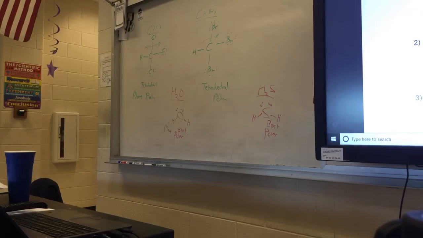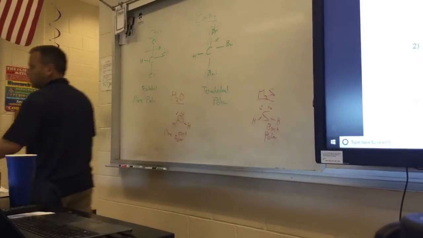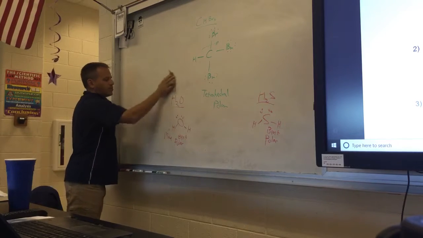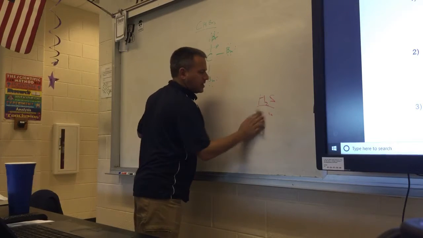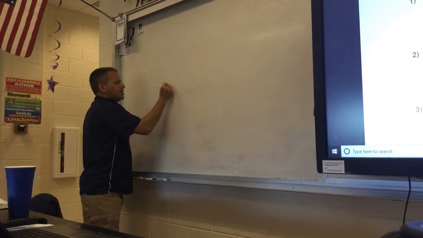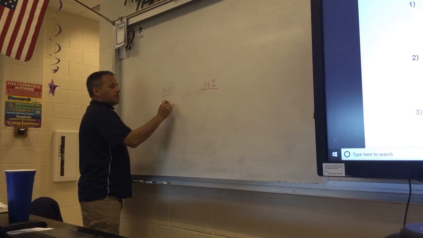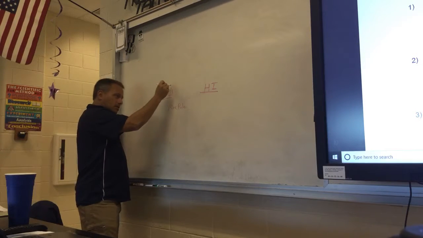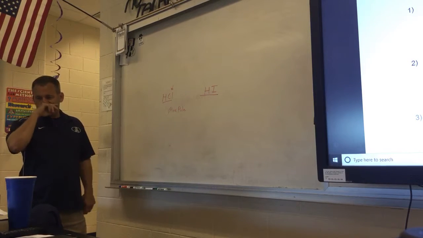HCl and HI. You should be able to just look at them and tell which one is more polar. Which one is more electronegative, the chlorine or the iodine? Chlorine's more electronegative. So if you have HCl and you have HI, this one is more polar. Why would this be more polar? Because chlorine is more electronegative than iodine.